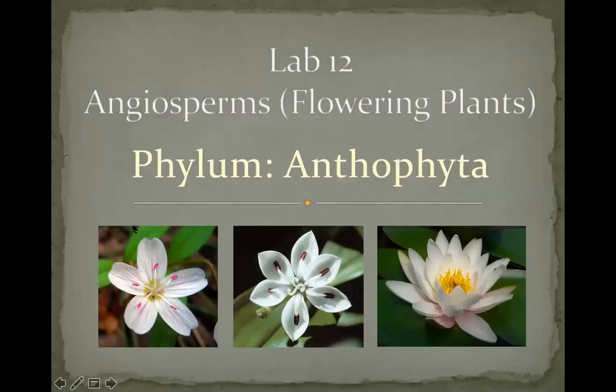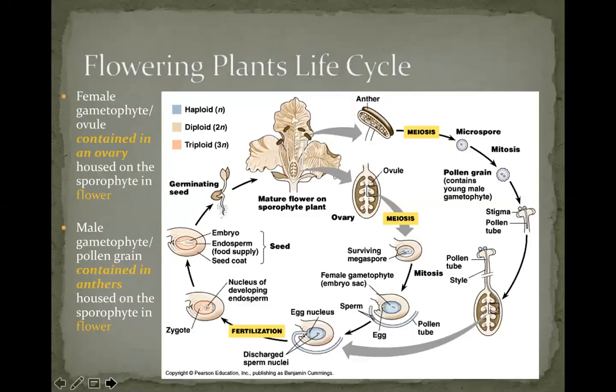Okay, so today's lab is going to be about the angiosperms, also known as the flowering plants. Now, in terms of the flowering plant life cycle, there are a lot of similarities with the gymnosperms. However, now the female gametophyte or the ovule is basically going to be contained in an ovary, which we see in this diagram over here. So this is the entire ovary, and then inside of the ovary will be the individual ovules.